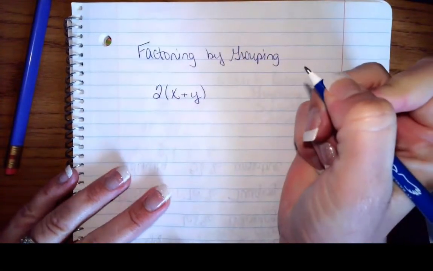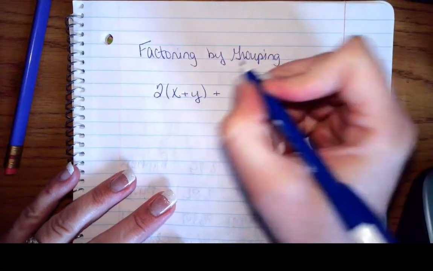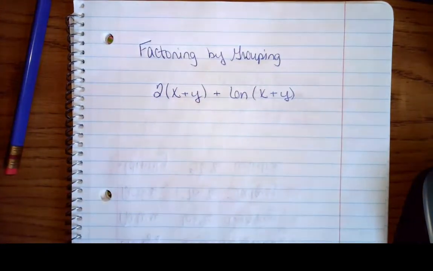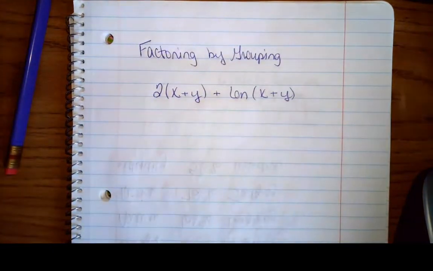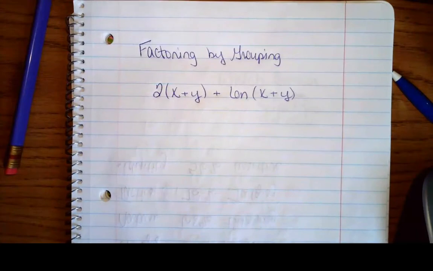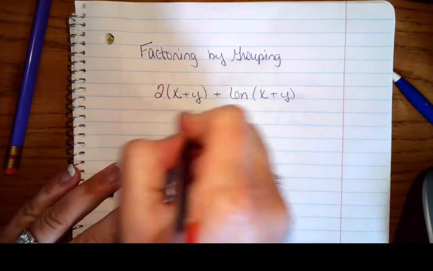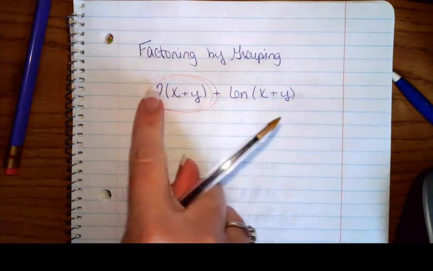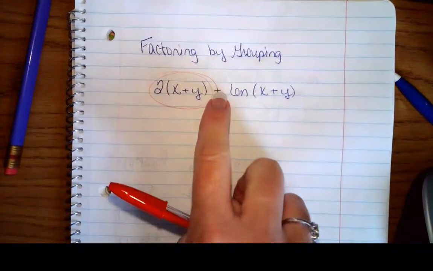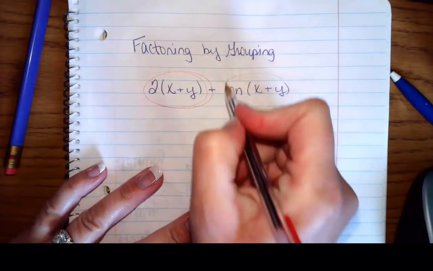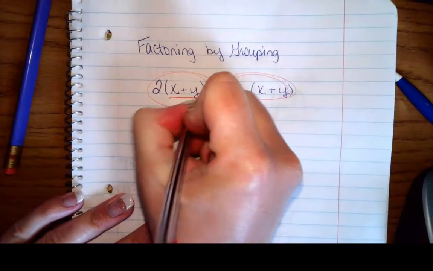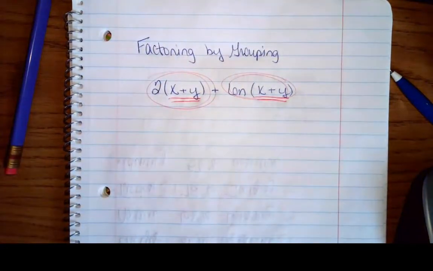So I've got an example of 2 times the quantity x plus y, plus 6n times the quantity x plus y. When I'm looking at this, I notice that I've got this term, because remember terms are separated by addition and subtraction, and this is just a big multiplication chunk. So I've got this chunk plus this chunk. When I look at these two chunks, my first question is, do they have anything in common? And I notice that they each have an x plus y. So I'm going to factor out an x plus y.